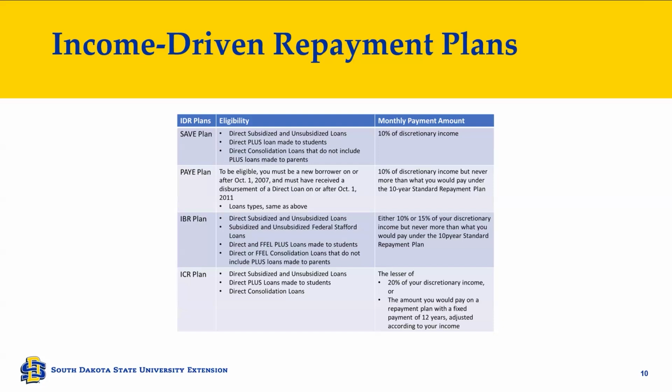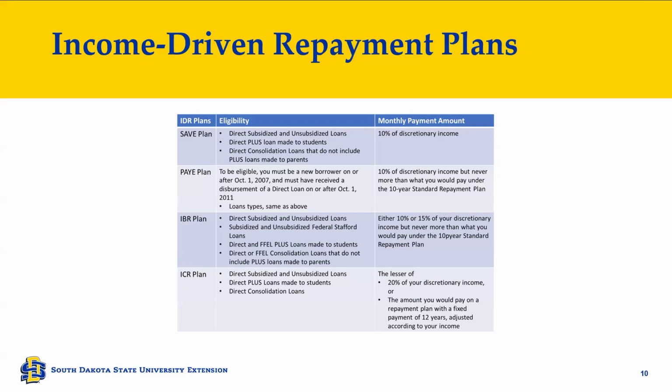With the PAYE plan, or Pay As You Earn, this is for new borrowers since 2007, and I'm guessing most people are in that situation. This is also 10% of the discretionary income, but never more than what you would pay under the 10-year standard repayment plan. So you're going to pay a little bit more each month for this, probably work towards paying off that loan a little bit faster, but it is based on your income.